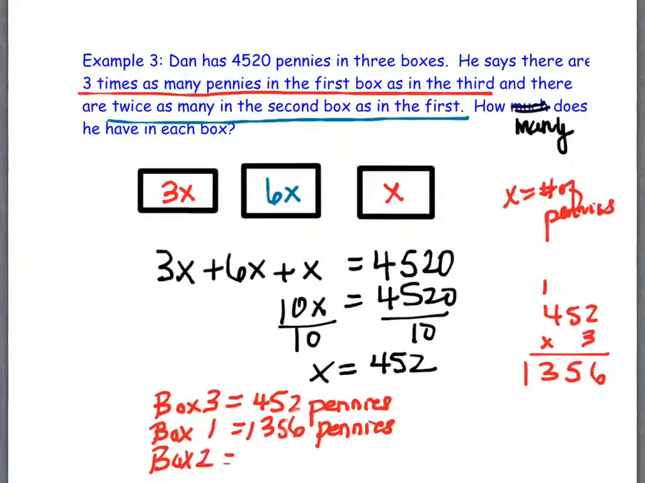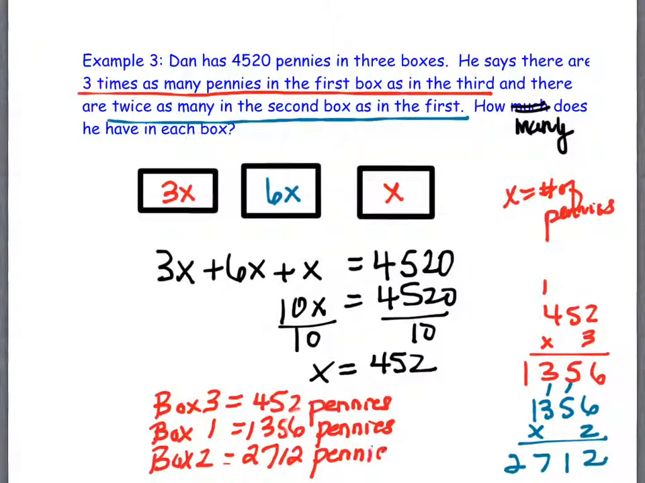How do I find how many are in box 2? Right, so I can take the 1356 times 2. 2 times 6 is 12. Carry the 1. 2 times 5 is 10, plus 1 is 11. 2 times 3 is 6, plus 1 is 7, and 2 times 1 is 2. All right, so there are 2712 pennies in box 2.